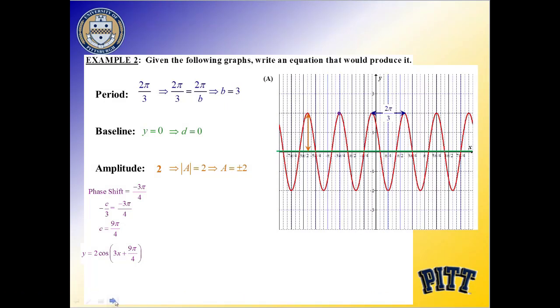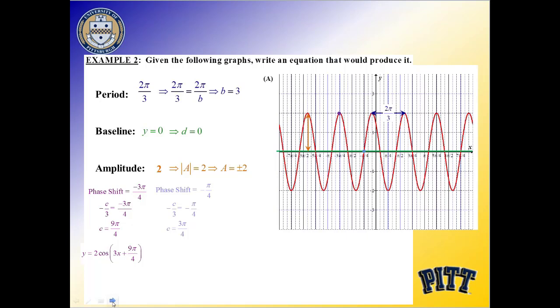Another choice I could have done for this is I could have chosen negative pi over 4, which is right about here, to be my phase shift. Because that starting point would be on the baseline, and I know exactly where it is. Now, that's going to change a couple of things. It's going to change what I calculate to be C, because now negative C divided by 3, because B is still 3, is going to be negative pi over 4. I multiply both sides by negative 3, I get that C is 3 pi over 4.